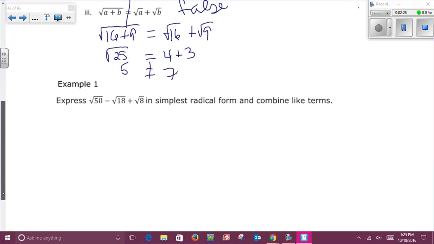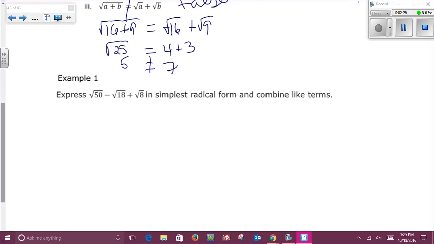So yesterday in class, I think I may have asked you, why do we even have to simplify radicals? What is the point of simplifying a radical? Well, if you can't simplify a radical, then you cannot add or subtract them. Because right now I have the square root of 50 minus the square root of 18 plus the square root of 8, and I want it in simplest radical form and combine like terms. I cannot add and subtract if my radicals aren't alike. It's like adding x's and y's together. If I don't have 2 x's or 2 y's, I cannot combine them. So I need to simplify my radicals first.